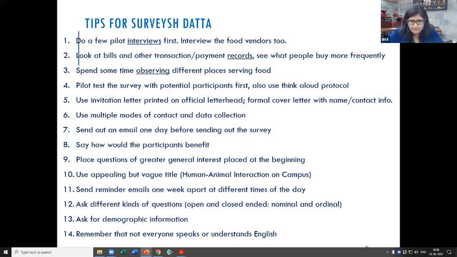Spend some time at these food joints observing, see if people are complaining, people are not getting their food on time. So also spend some time interviewing and observing before you do the actual survey. And then, of course, there are these bunch of things that he could be improving upon.